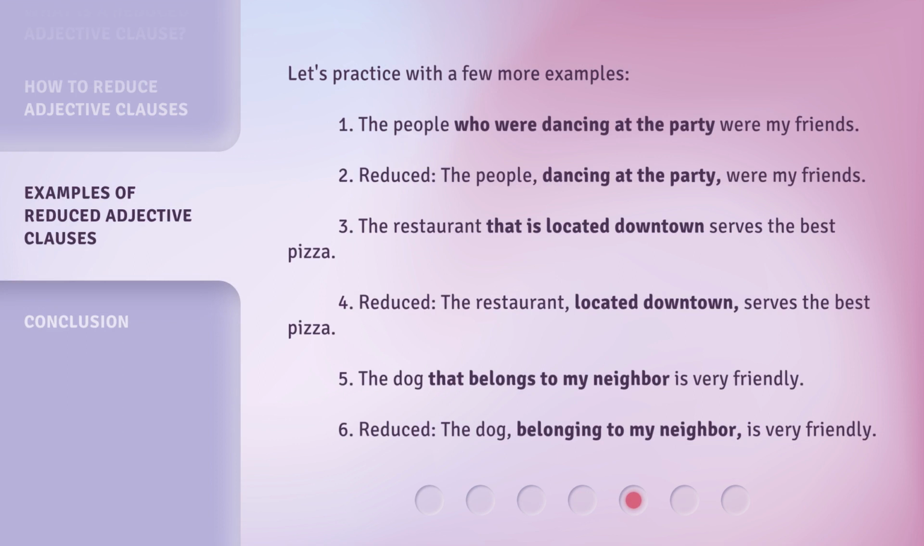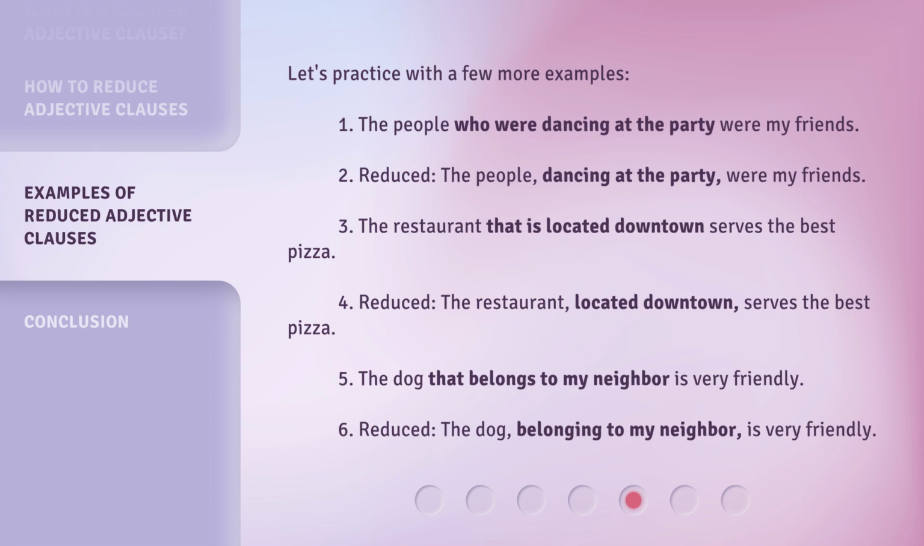Let's practice with a few more examples. One: The people who were dancing at the party were my friends. Reduced: The people dancing at the party were my friends. Two: The restaurant that is located downtown serves the best pizza. Reduced: The restaurant, located downtown, serves the best pizza.